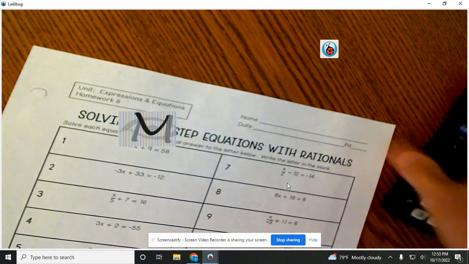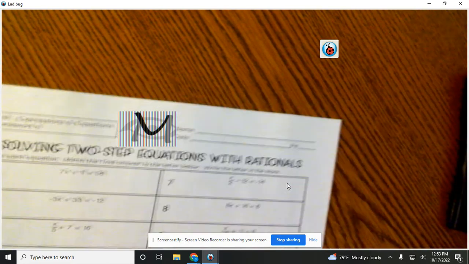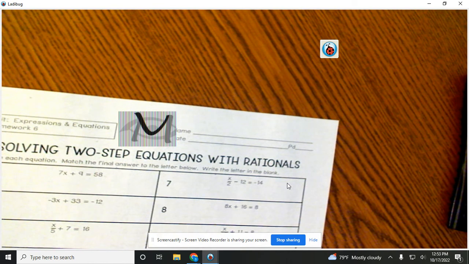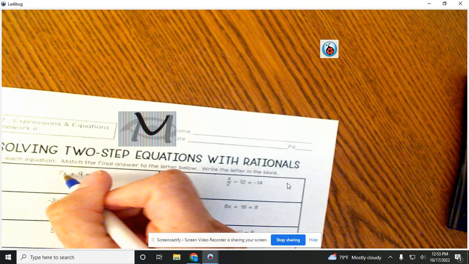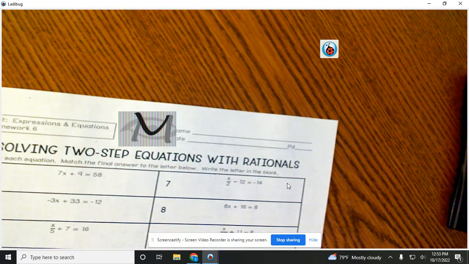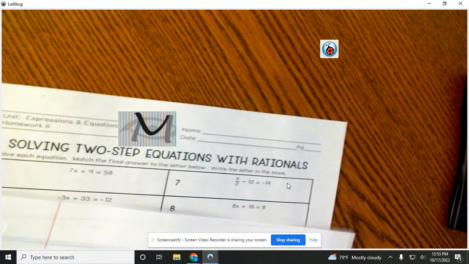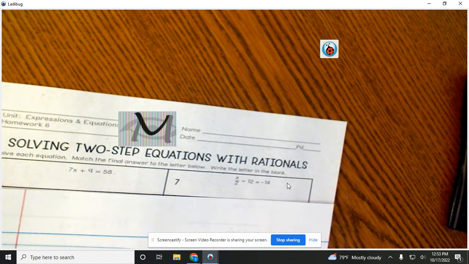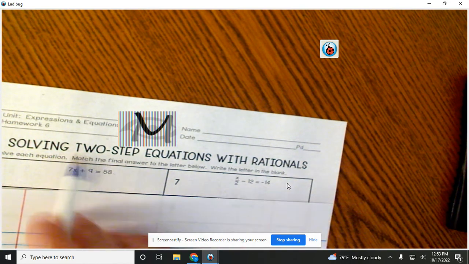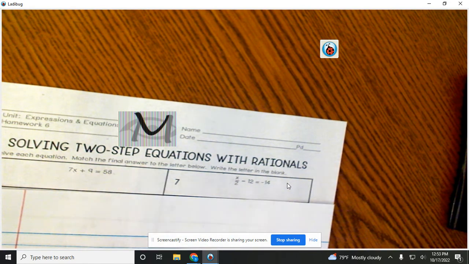Okay, so now we're moving on to two-step equations. Two-step equations are really not that bad as long as you remember your ultimate goal is to figure out what your variable is. So that's your ultimate goal. Now, when you do this, you need to take the time to work through each step. And that's why it's called a two-step equation.